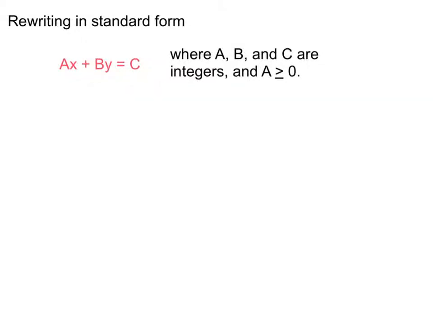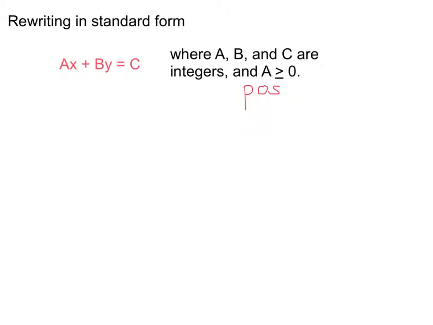This is a video about rewriting in standard form, and this is for a linear function. So for a linear function, the standard form is ax plus by equals c, where a, b, and c are integers, so no fractions or decimals, and a has to be greater than or equal to 0, which means that a has to be positive.